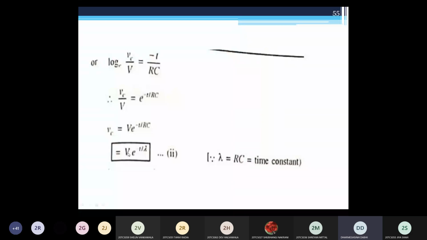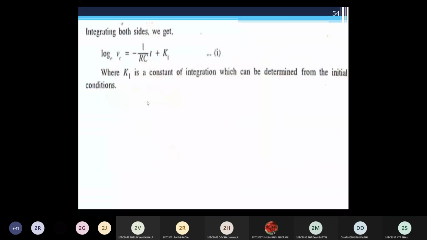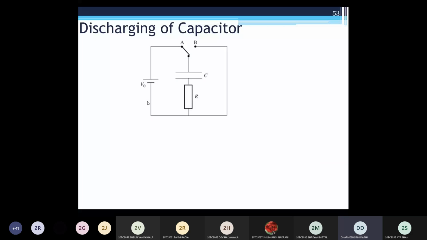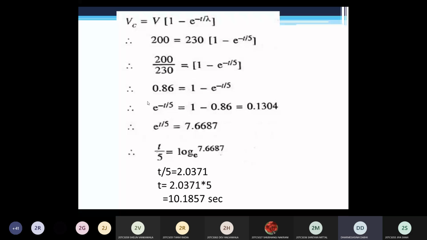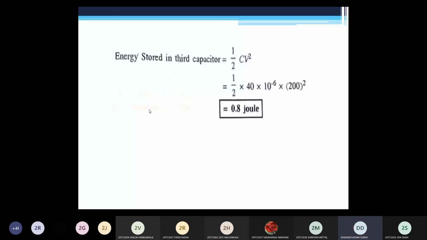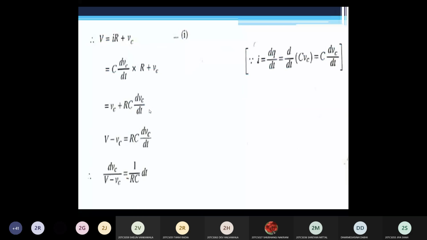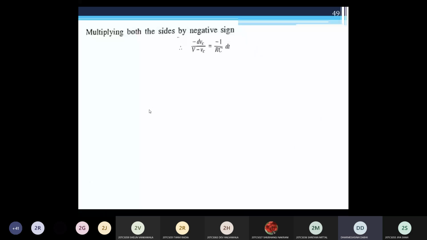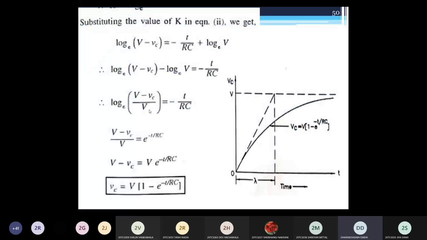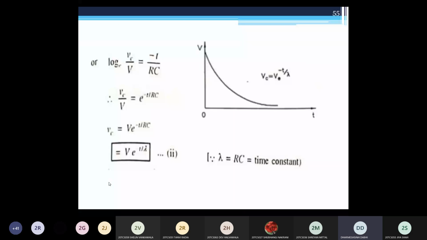Okay? The charging equation is what? VC is equal to V into 1 minus e raised to minus t upon RC. This is the charging time equation of the capacitor. So you can see that here, as time passes, the voltage across the capacitor is increasing. But in the discharging process, if you follow this equation, as time passes, what will happen? The voltage across the capacitor is gradually decreasing.